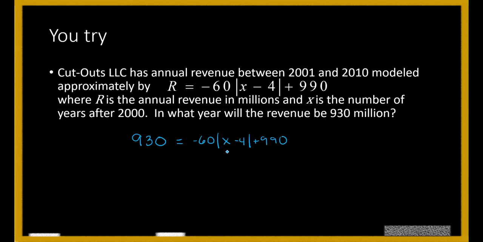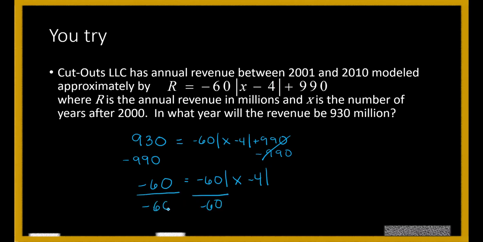Again, we need to solve this like any algebraic equation. We're going to get the absolute value isolated by itself, so we subtract the 990 from both sides. This side becomes 0, and 930 minus 990 gives me negative 60. That gets me to negative 60 times the absolute value of x minus 4. Now we're going to divide by negative 60, and that's going to get us 1 is equal to the absolute value of x minus 4.